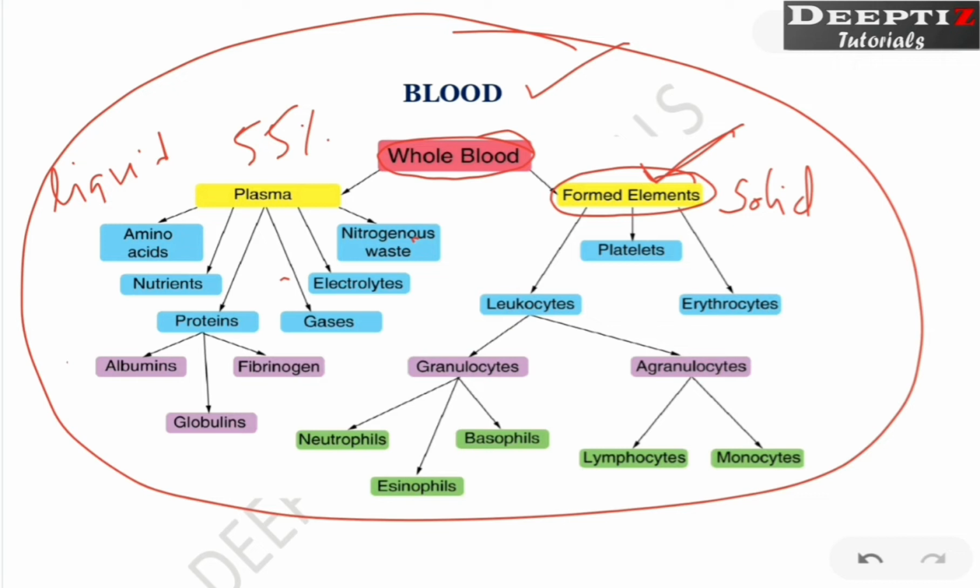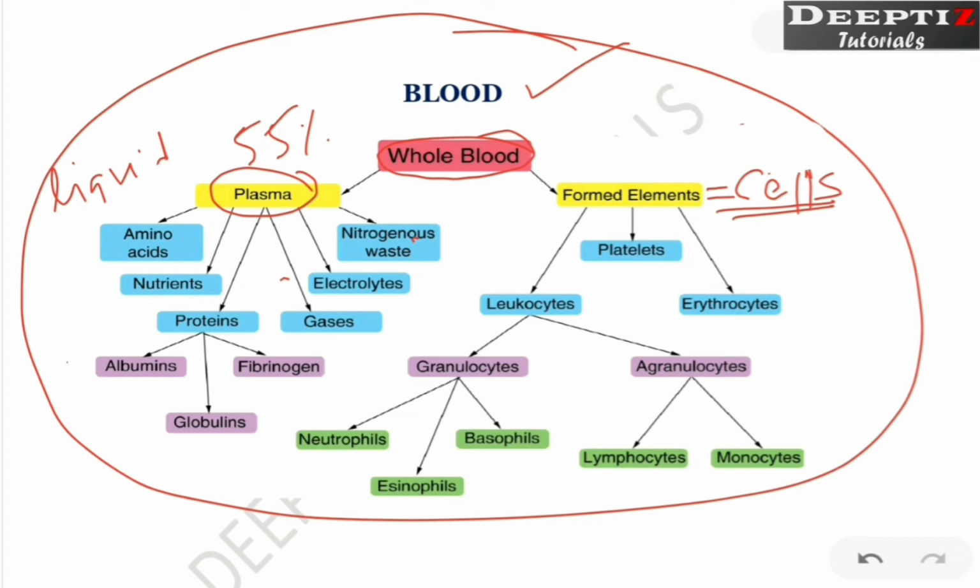Now what are formed elements? This is the solid part of the blood. Nothing but these are actually the blood cells. So in one more way you can remember, blood has two parts. One is plasma, and the other is the solid part, which we can call blood cells. What are formed elements? These are nothing but blood cells.